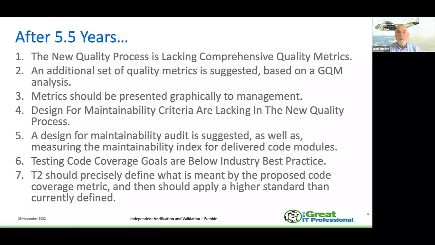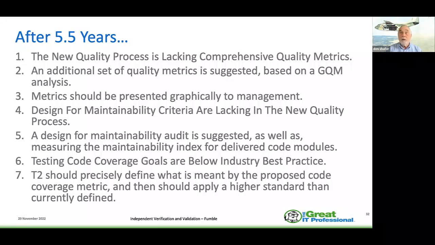We suggested a whole set of new metrics based on a goal, question, metric paradigm that we all use. Metrics should be presented graphically to management. They weren't there. A design for maintainability criteria was completely lacking in the new process. That's where you end up finding out that the tools you plan on using, the stacks of software applications you plan on using, are going obsolete.